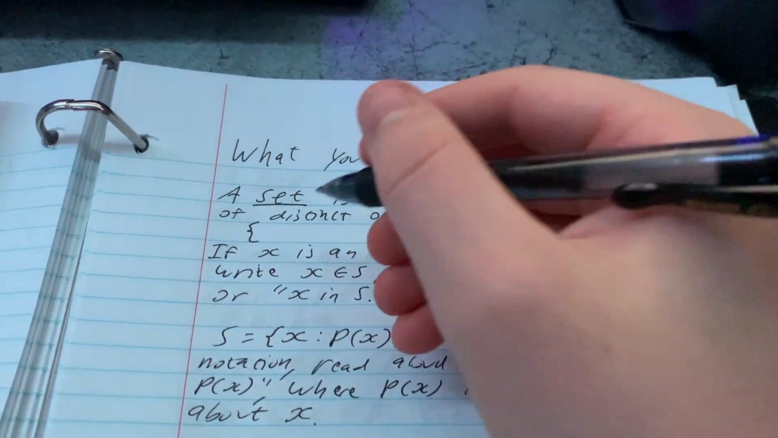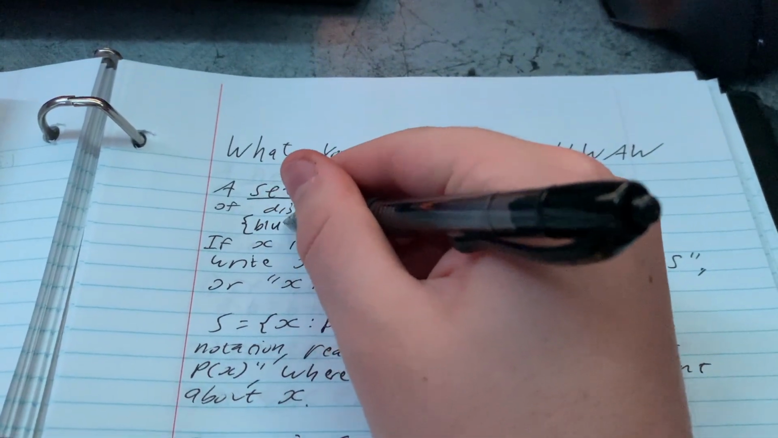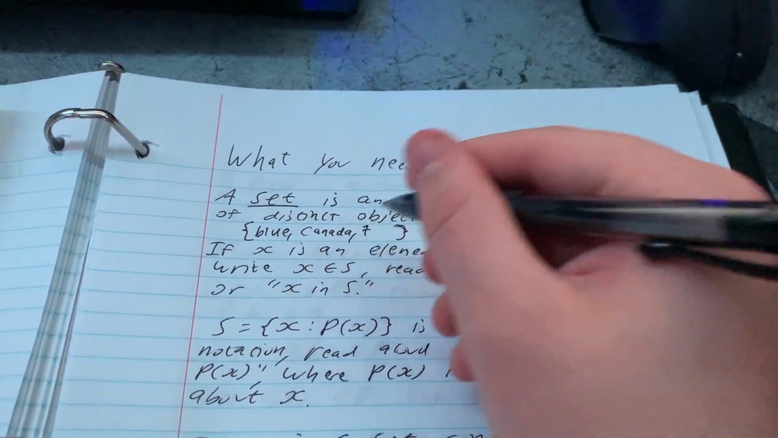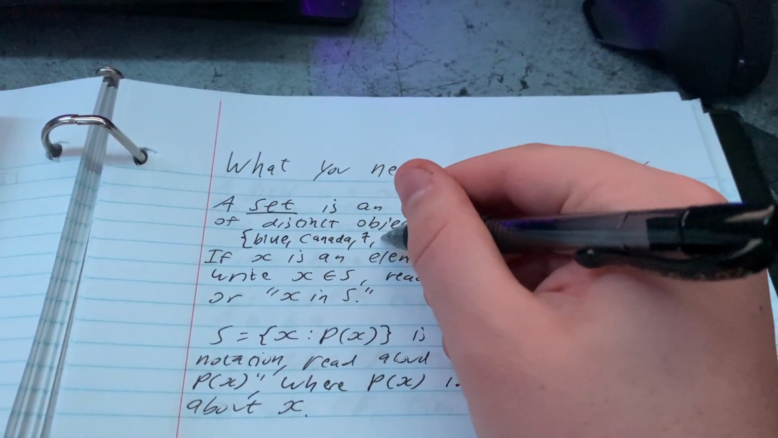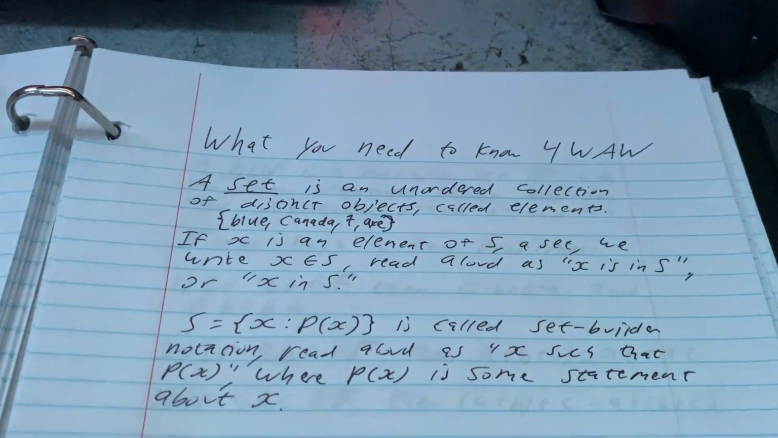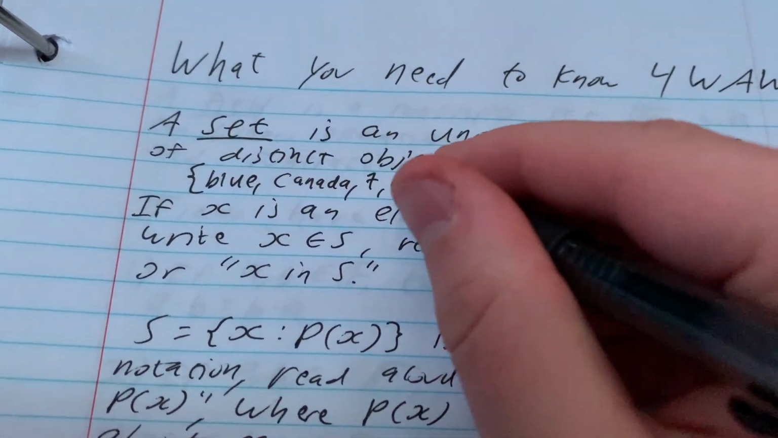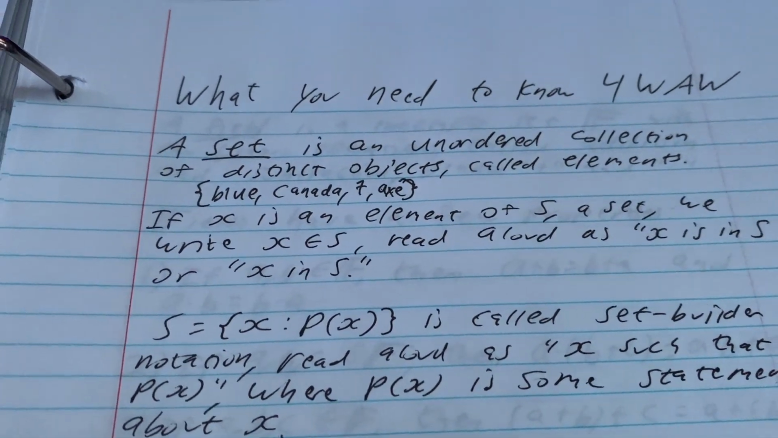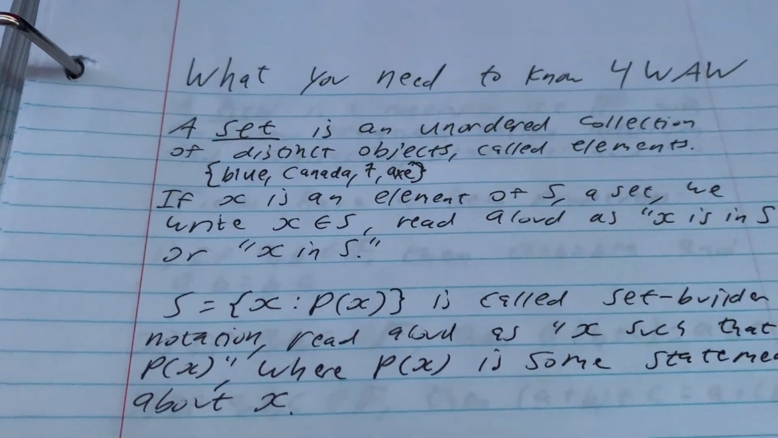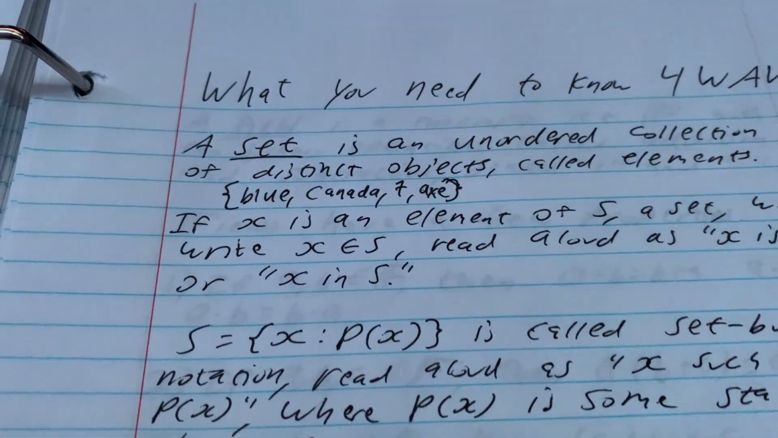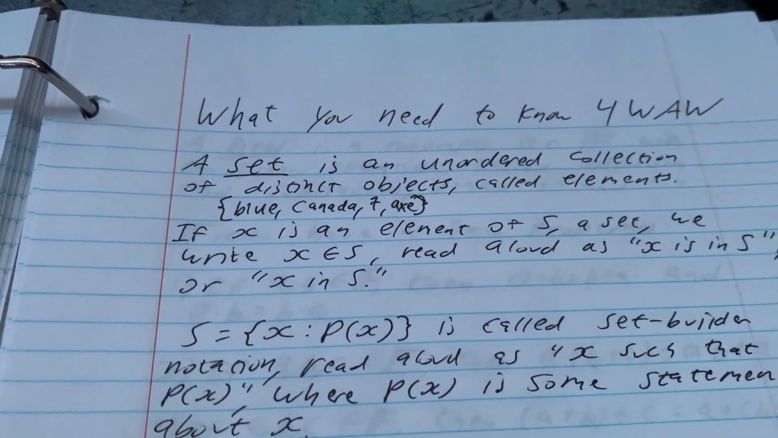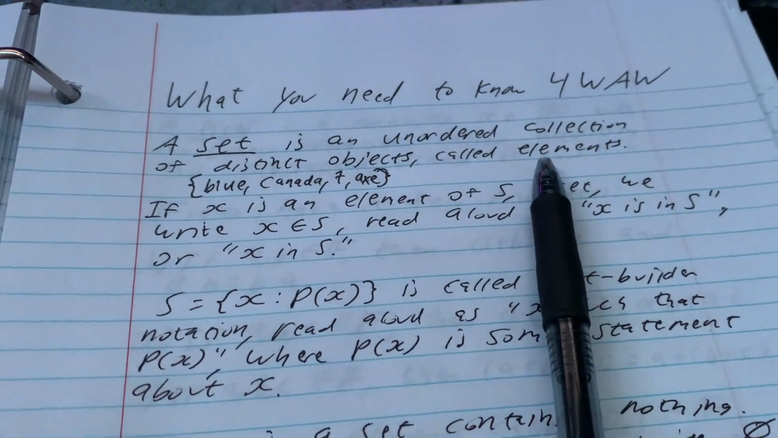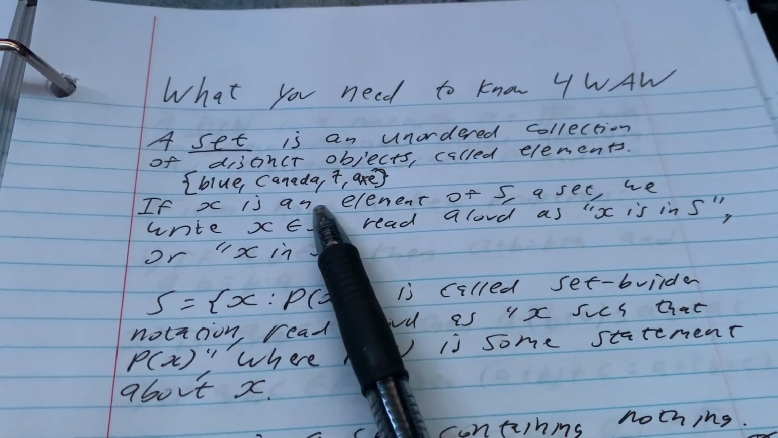It doesn't really matter. So we could put like blue, Canada, 7, and axe. That's axe. And that's a set. It's a set of 4 elements. Blue, Canada, 7, and axe. There's nothing wrong with this set. It might not be the most useful set, but it is a set. It's an unordered collection of distinct objects.